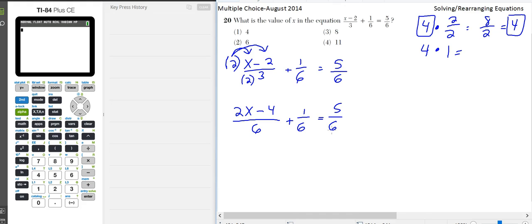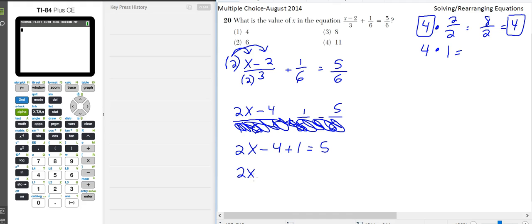Now, since we have 3 fractions and they're all over the same denominators, we could just ignore the denominators. We could totally just get rid of these denominators and be left with the numerators and solve it like a regular equation. 2x minus 4 plus 1 is equal to 5. Since they all have a denominator of 6, we could just get rid of those denominators. And let's solve it. Let's combine the constants on the left-hand side.